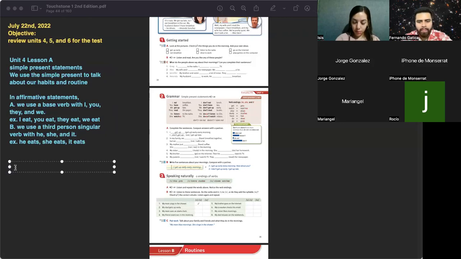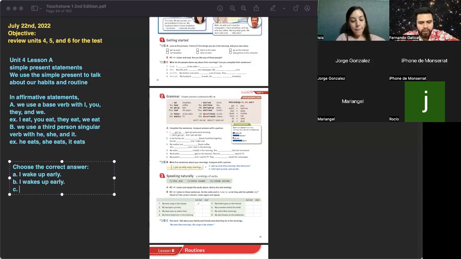So look, choose the correct answer. A, I wake up early. B, I wakes up early. Or C, I wake ups early. Class, what is the correct answer? A. The correct answer is A. I wake up early.